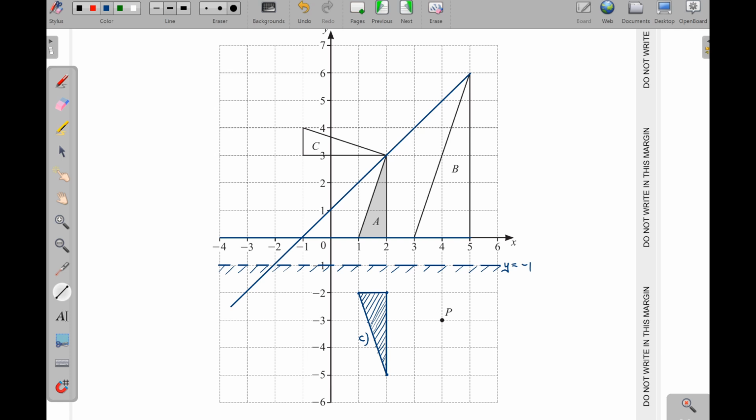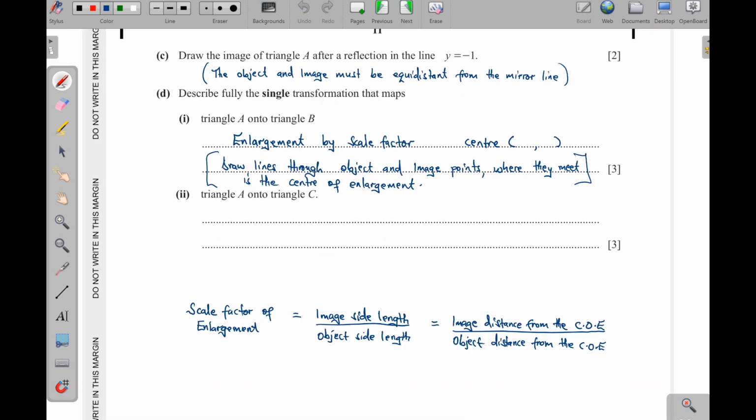Now again, remember to make these lines dotted so that you don't interfere with what was given. Okay, and then you will see that these two lines are actually meeting at this point. Is it -1, 0? Here, -1, 0. So that is the center of enlargement. So the center is -1, 0. Are we there? Then after that, the scale factor. So for the scale factor, we are using image side length over object side length.